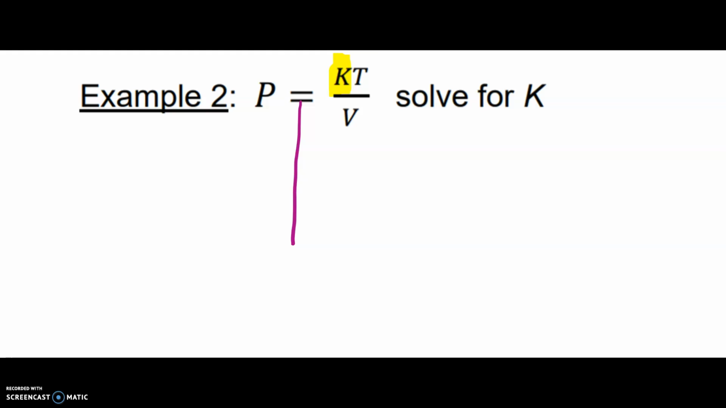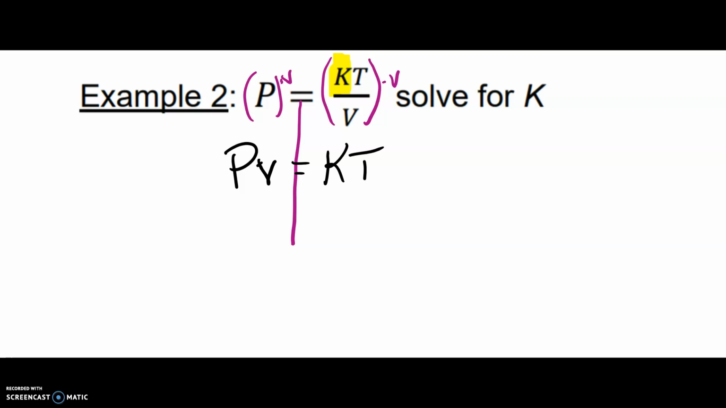So the first thing I'm going to do is I'm just going to go ahead and get rid of this v that's down here. I'm going to use my inverse operations. Since right now we're dividing by v, the opposite of dividing is to multiply. So if I multiply that by v, that's going to get rid of the v because these are inverse operations. Divide by v, multiply by v, they cancel each other out. So that's going to leave us with just k times t on the right side of the equal sign. But whatever you do to one side, you have to do to the other side. So I'm also going to multiply the left side times v, and that's going to give us p times v on that side.